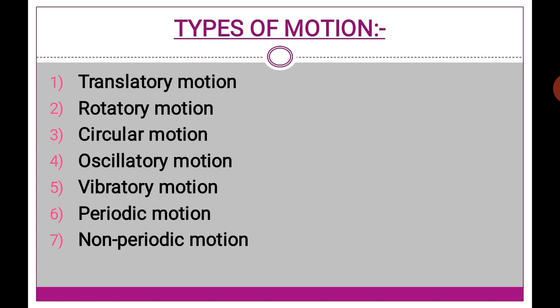So these are the 7 main different types of motion. The first one is translatory motion, second rotatory motion, third circular motion, fourth oscillatory motion, fifth vibratory motion, sixth periodic motion, and seventh non-periodic motion. So let us begin with translatory motion.